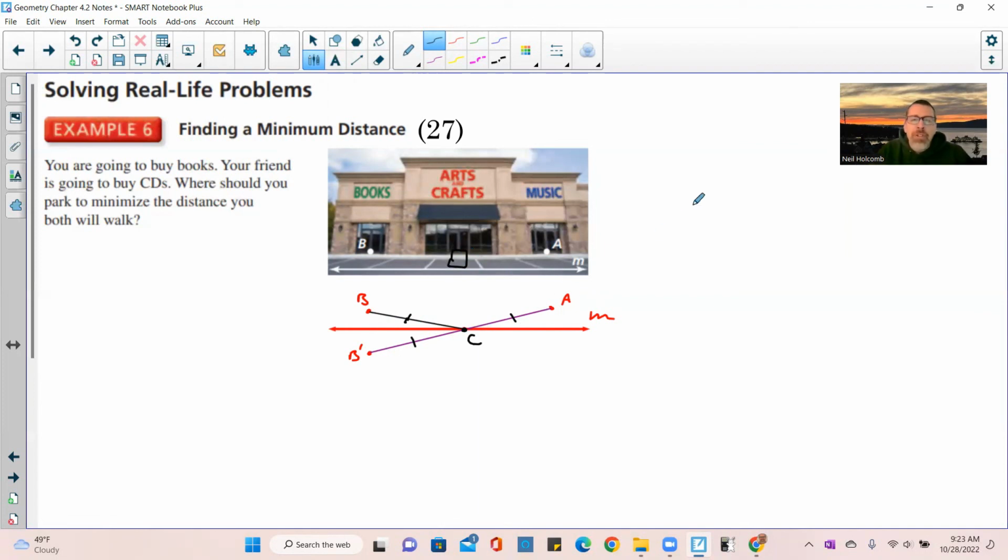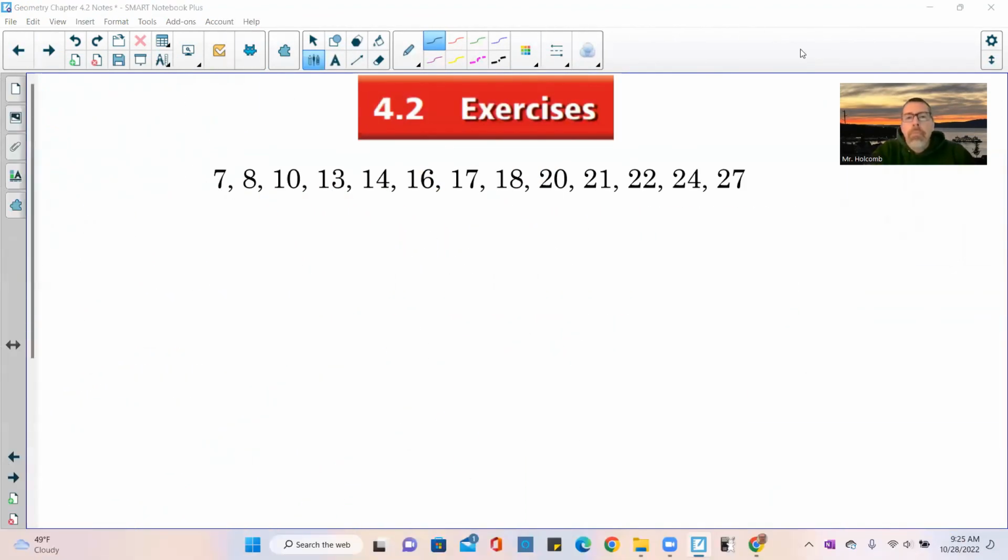But the length of time it took to explain this, you could have walked in, bought a book, and gotten back to the car. But just saying. So now here you should be able to do problem number 27 on your exercise.